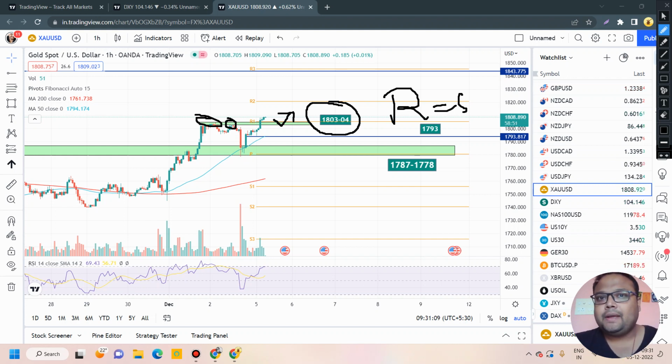But again, I'll repeat, this is not a strong support. In case of a big red candle, this level does not have the strength or the power to provide support to the market. This is just a minor retracement level.